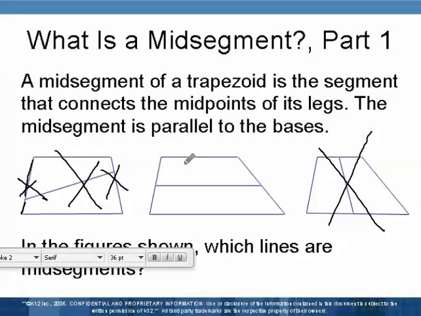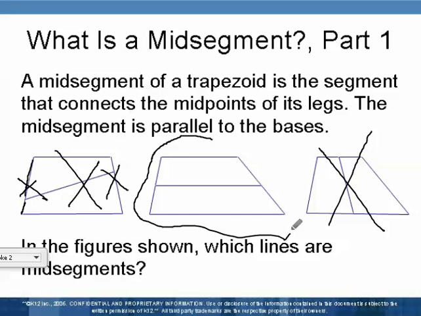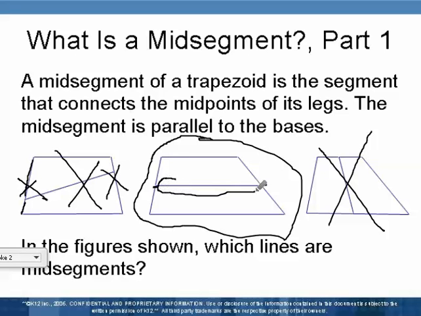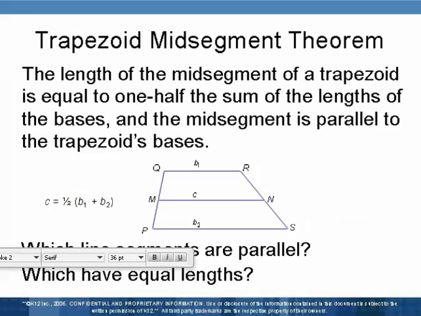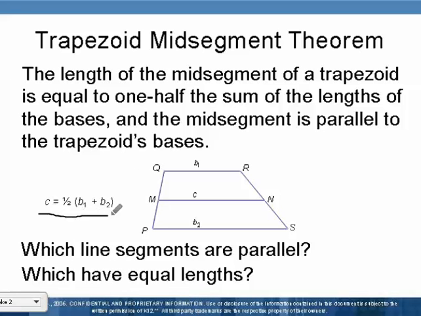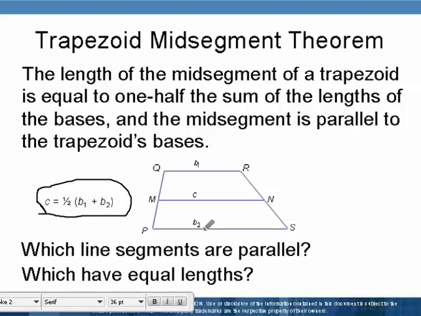This one in the middle is a mid-segment. Why? Because I'm joining the midpoint of the leg here to this midpoint over here with a line. That's what a mid-segment is called. This right here is called the mid-segment of this trapezoid. Why is that mid-segment important? Because there's a formula that I can give you to find the length of that mid-segment. The formula is this one right here. It's telling you that the mid-segment is 1/2 of the sum of the two bases.